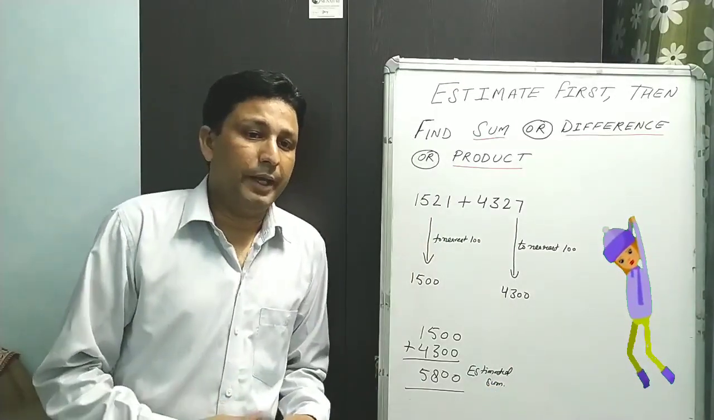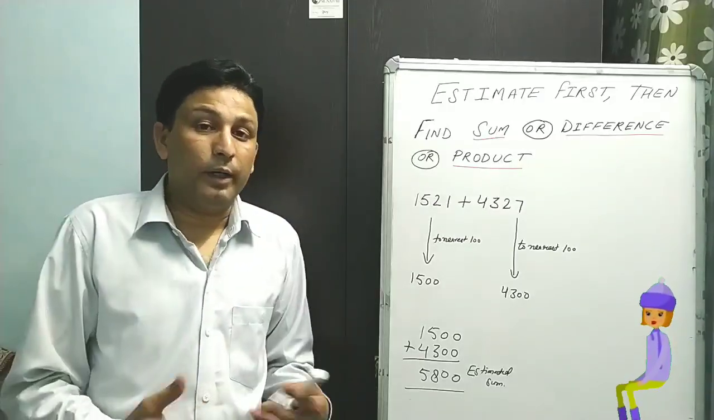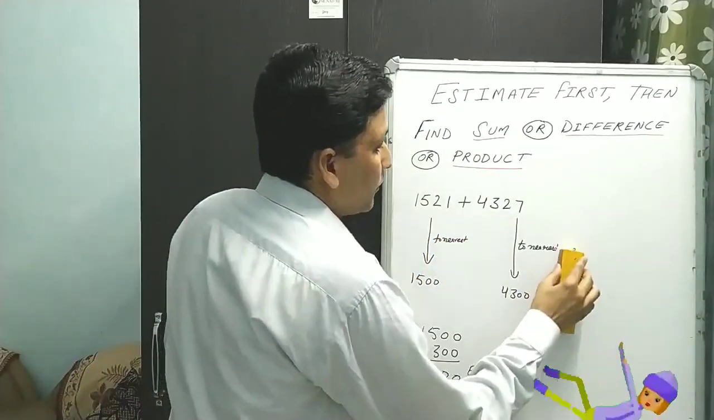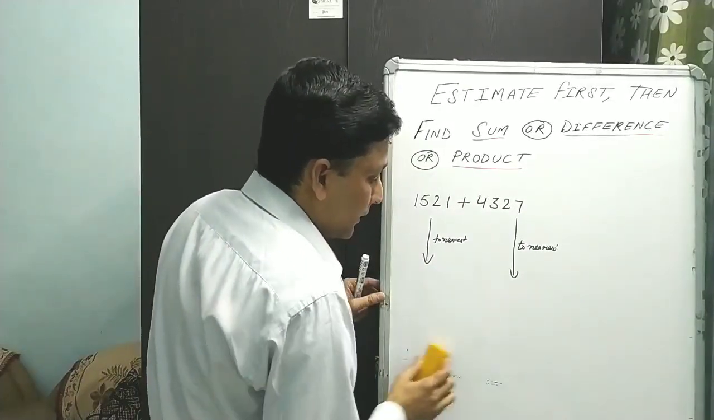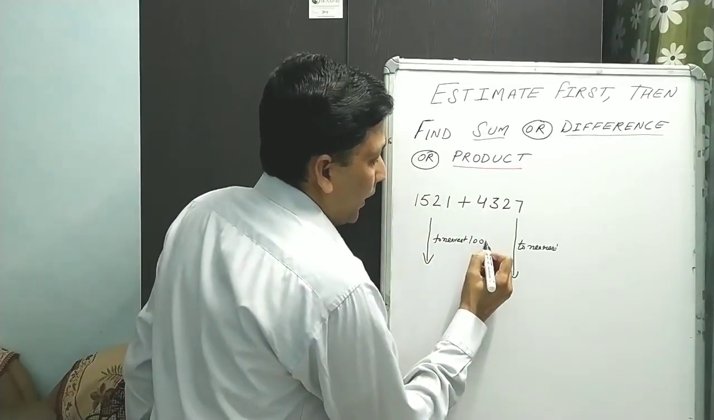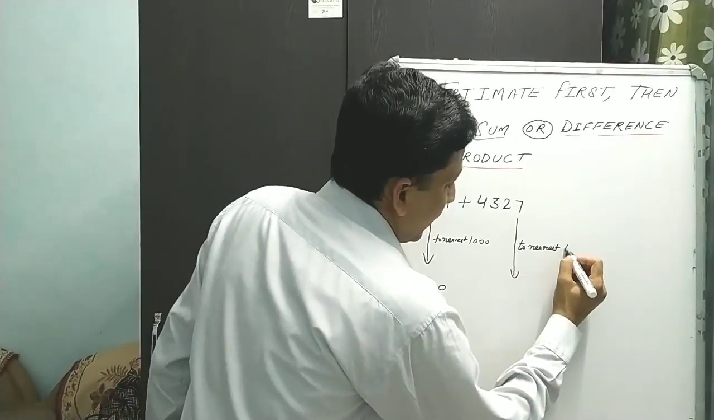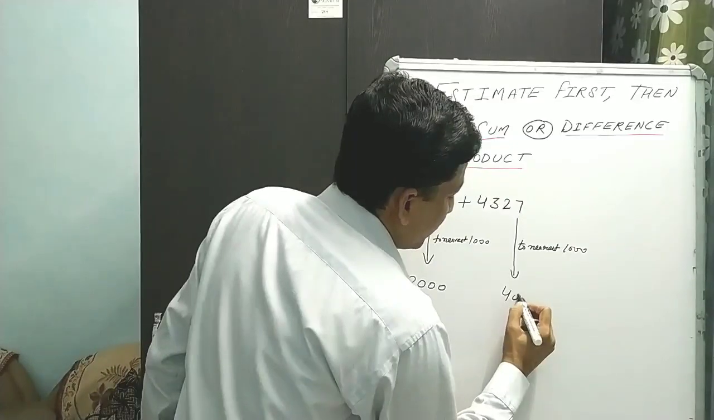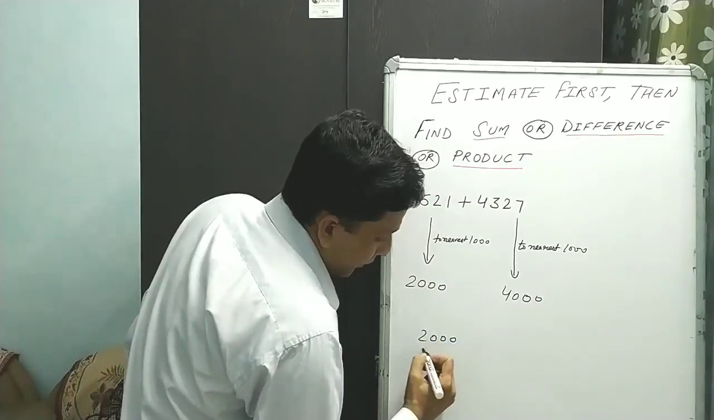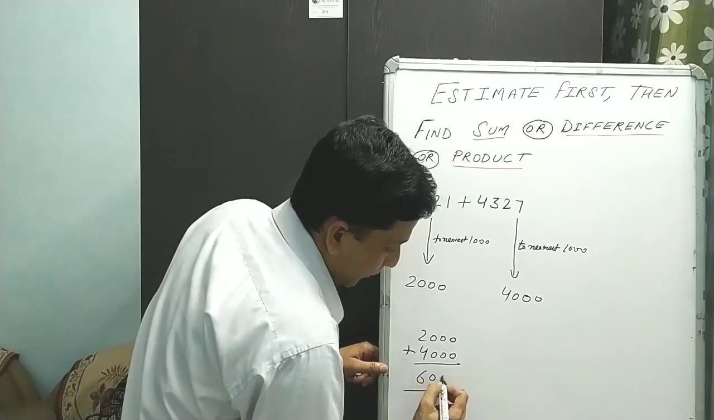But you may not know that this example can be solved by using another method. Now what method? Look here very carefully. Here we will solve by using nearest 1000. Means we convert this integer to the nearest 1000, and we get 2000, and 4327 to the nearest 1000 we get 4000. After converting we add 2000 plus 4000, and again we get the estimated sum, that is 6000.